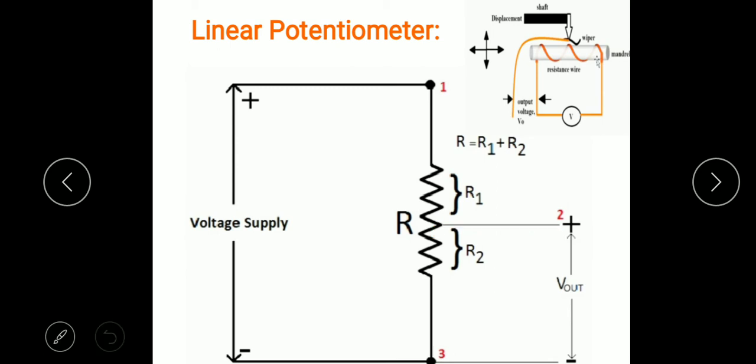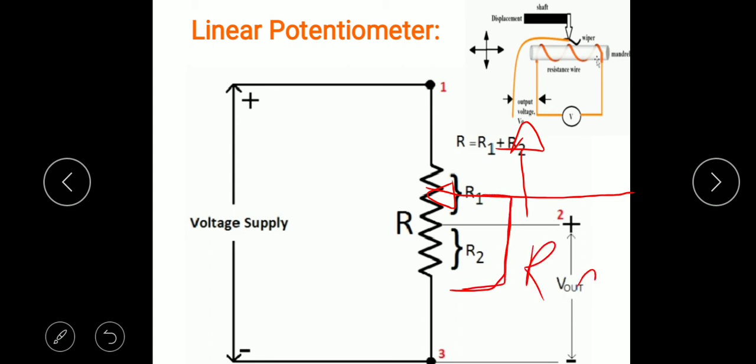Now if the wiper moves upward with the motion of the shaft, if the wiper is at this position, coming to this position, then tell me which value will increase. R2 is the bottom one and R1 is the top one. So will R2 increase or will R1 increase? It's a simple thing. From the third position to this wiper position, the R2 value is increasing and the value of R1 will be minimum, that was R1.